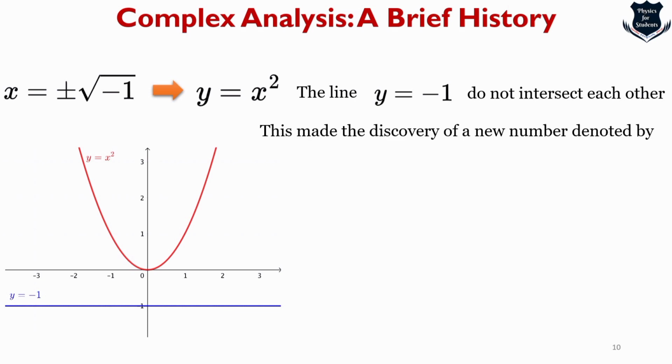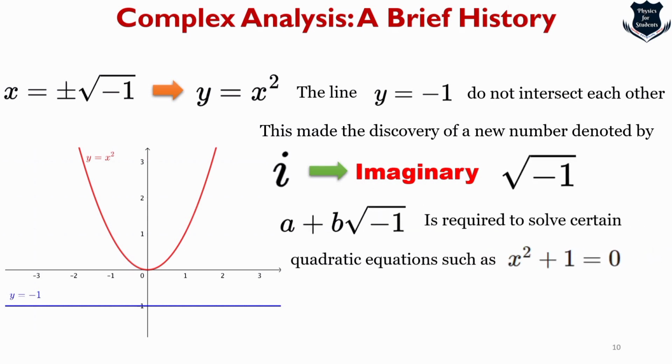Okay, so it is argued that this very problem, how to interpret this new unknown number, led to the invention of a new number denoted by i, which is equal to the square root of minus 1, and which is then termed the imaginary number. It is common practice in a course of mathematics to point out that a complex number is denoted by a plus b times the square root of minus 1, and is basically required to solve certain quadratic equations, for example, x squared plus 1 equals 0.